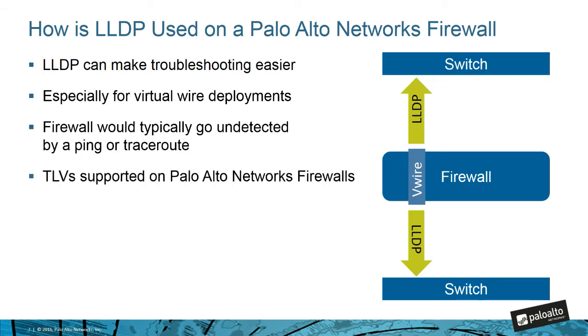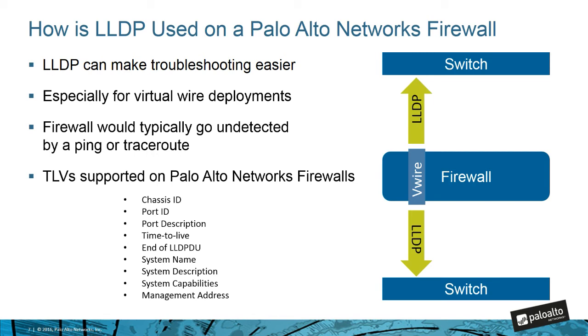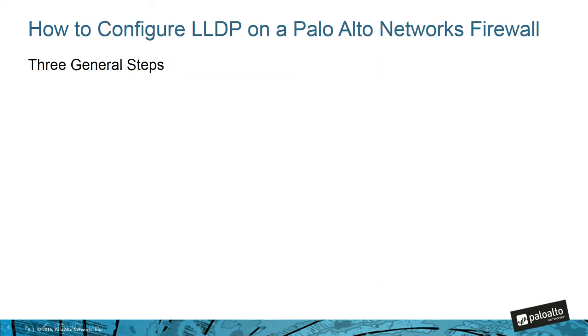The following TLVs are supported on Palo Alto Network devices: chassis ID, port ID, port description, time to live, end of LLDP DU, system name, system description, system capabilities, management address. So let's take a look at how to configure LLDP on a Palo Alto Networks firewall.